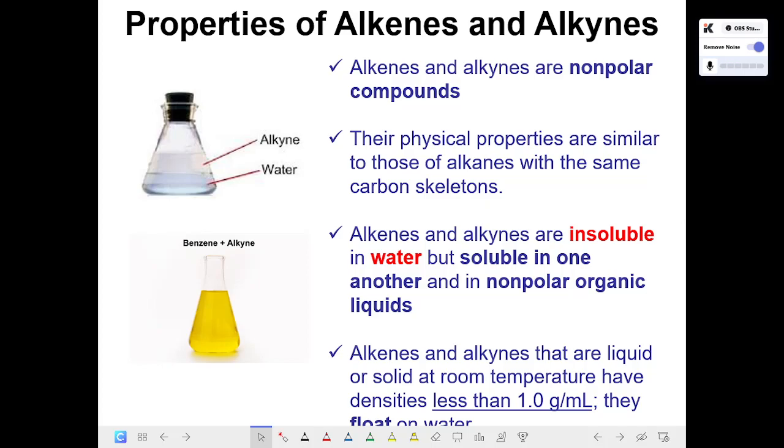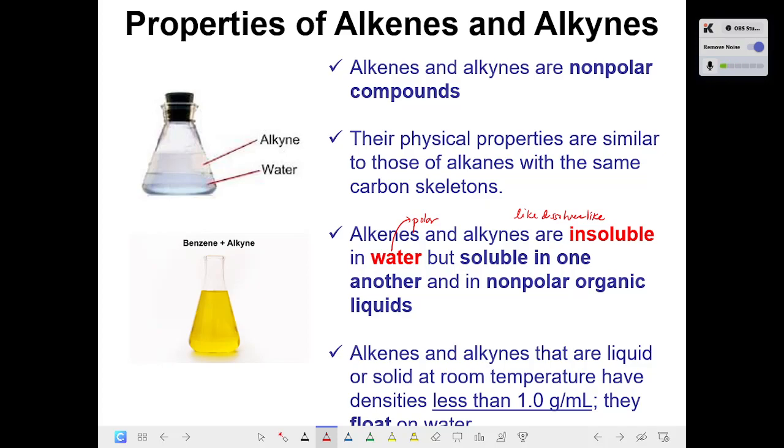So, we know this because water is polar, di ba? Water is polar. Your alkenes and alkynes are non-polar. And we have a rule here na sinusunod natin, di ba? The like dissolves like. So, yung ating alkenes and alkynes will only be soluble in one another.